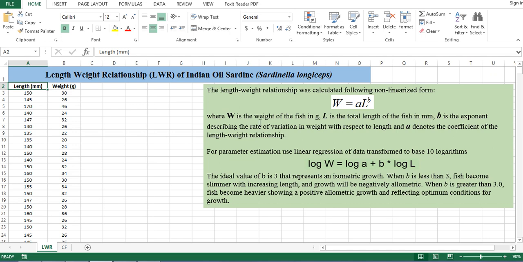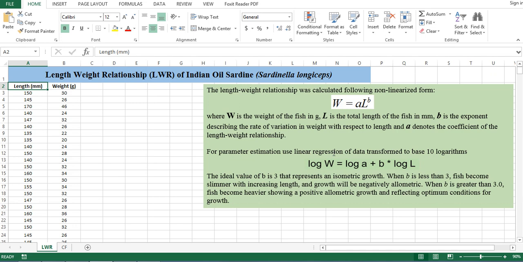B is basically the exponent describing the rate of variation, how much the weight varies with respect to length. This is a very good parameter, and we will see later how to estimate B. And A denotes the coefficient of the length-weight relationship.